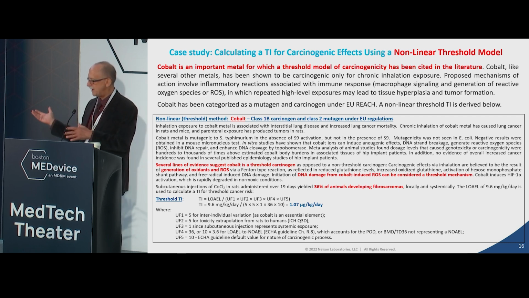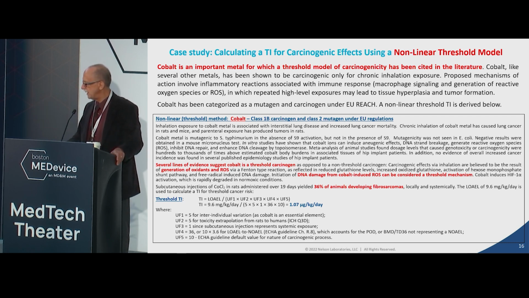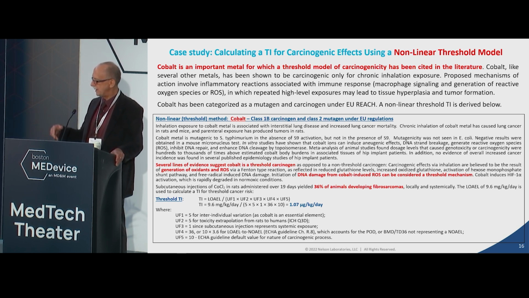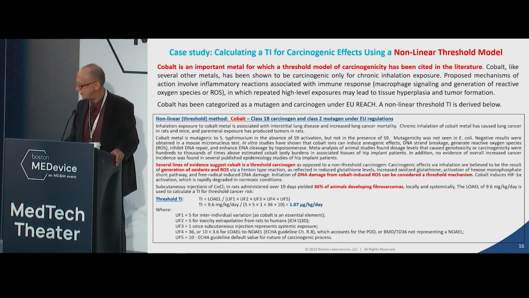It leads to macrophages coming to the site, signaling, generating reactive oxygen species as a result of that reaction. And in those cases, oftentimes repeated high-level exposures can lead to proliferation, tissue hyperplasia, and tumor formation. So that's kind of like a classic pattern for some of these chemicals that are threshold carcinogens. Not all, but some.